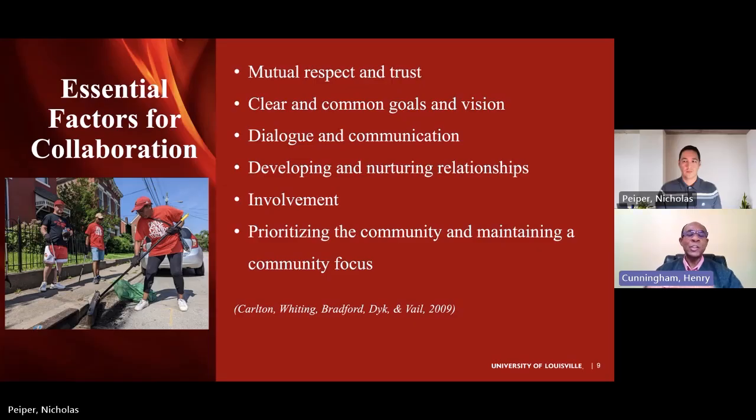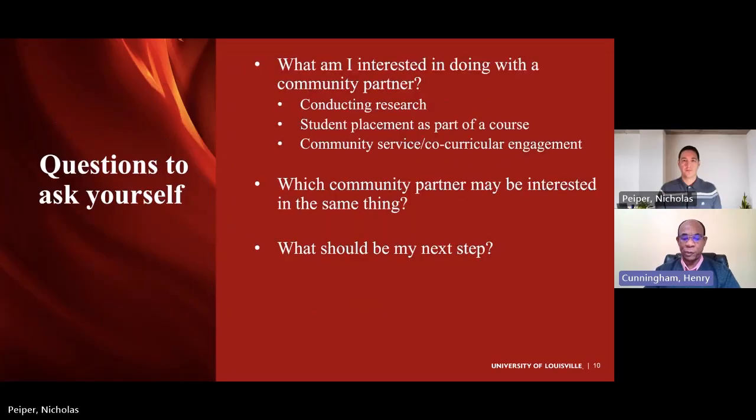Okay, so as you develop your partnership, here are a few questions you need to ask yourself. What am I interested in doing with a community partner? If you're doing research, then that's something you want to consider, or you may be teaching a course and placing a student in the community as part of the course requirement, or maybe it's some kind of co-curricular engagement. So why are you interested in collaborating with a community partner?